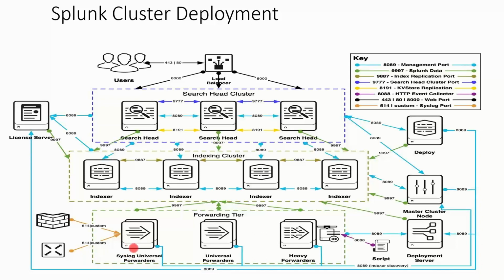As I mentioned, we have to pull the data from multiple source systems. In the source systems, there will be a lightweight agent that will be installed. That is called a universal forwarder. It is a separate package that is installed in your operating system to send logs from your application to the indexer.